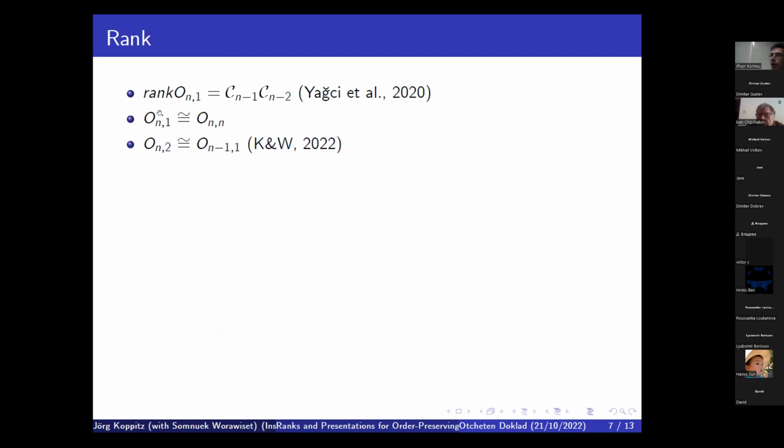both transformation semigroups are isomorphic. What this means: you can think this should be the case, because here 1 is the only fixed point, and here n is the only fixed point, and by symmetry you can assume this should be isomorphic. That means you only map 1 to n and n to 1, and in this way you have the isomorphism. More interesting is that we have the following isomorphism, namely O N 2 is isomorphic to O N minus 1, 1.